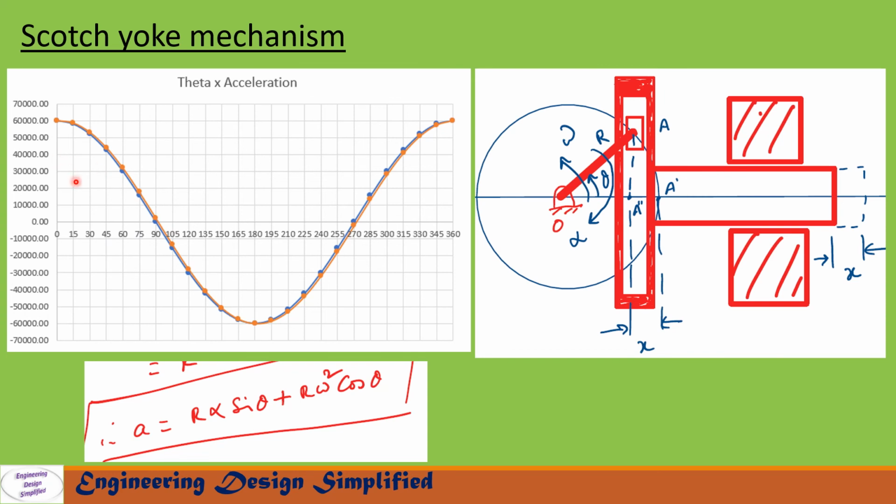When theta is 0 degrees, the acceleration of the plunger will be maximum in the positive direction. When theta is 90, acceleration is 0. When theta is 180 degrees, acceleration is maximum in the negative direction. Similarly, when theta is 270 degrees, acceleration is 0. When theta is 360, acceleration is again maximum in the positive direction.